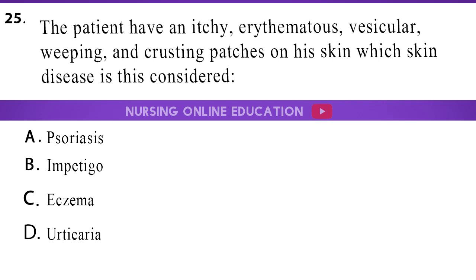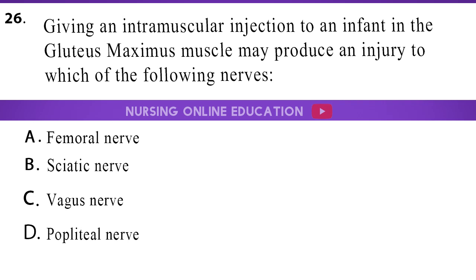25. The patient has itchy, erythematous, vesicular, weeping, and crusting patches on his skin. Which skin disease is this considered? A. Psoriasis, B. Impetigo, C. Eczema, D. Urticaria. The answer is option C, eczema.